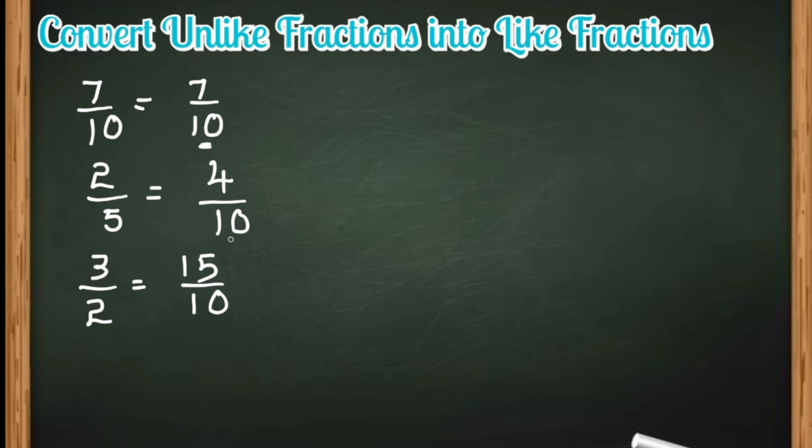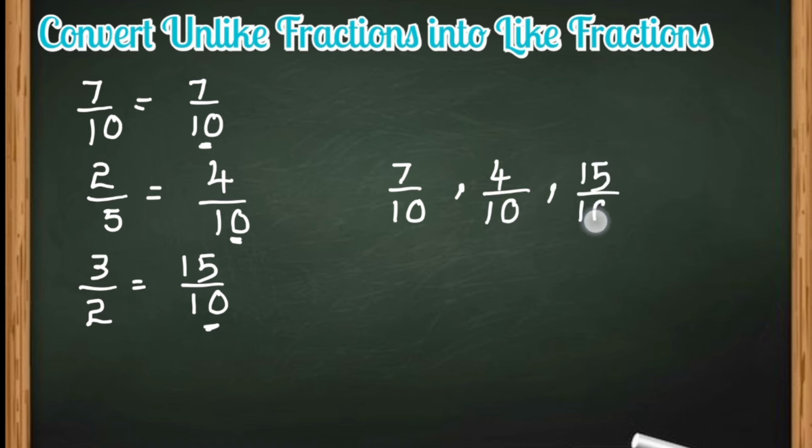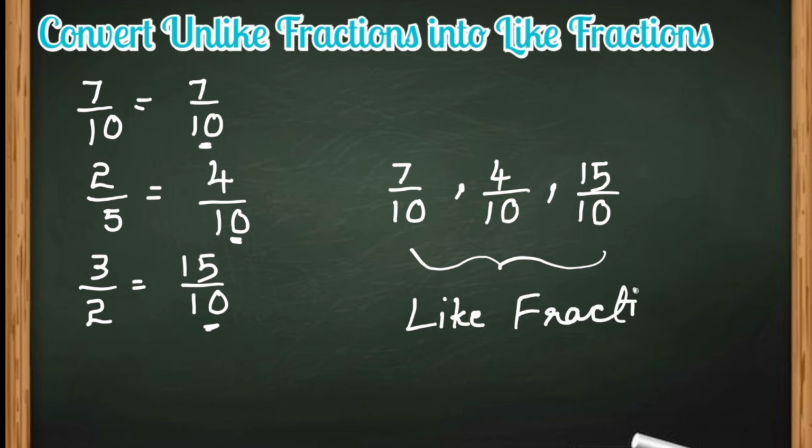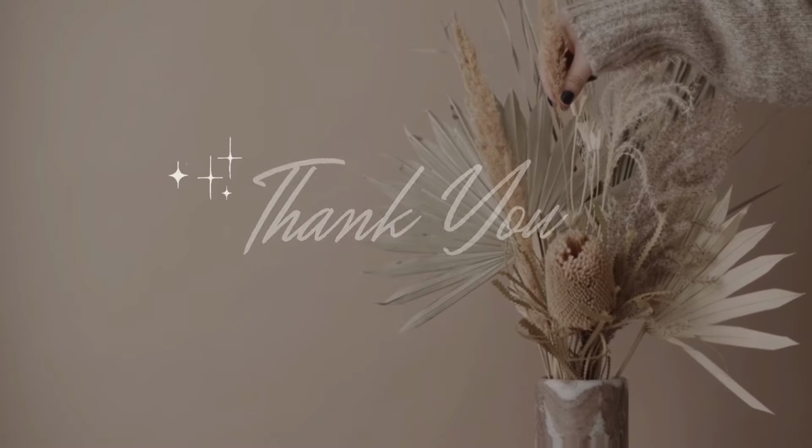Now here, you can see all the denominators became same, which are 10. So we have converted unlike fractions into like fractions. Now, the fractions that we have got finally are 7 by 10, 4 by 10, and 15 by 10. Now, this group of fractions are like fractions because their denominators are same. So, this is how we can convert any unlike fraction into like fraction.